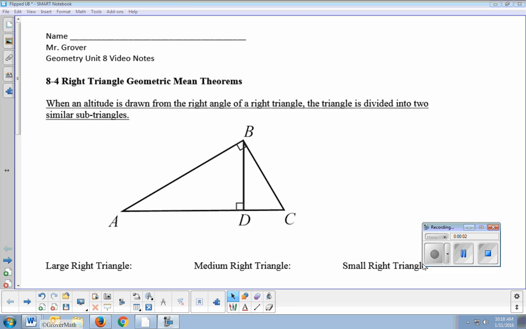Geometry Unit 8, Section 4, Right Triangle Geometric Mean Theorems. So what we have here is when the altitude of a right triangle is drawn from a right angle to the hypotenuse, we get an image like this.